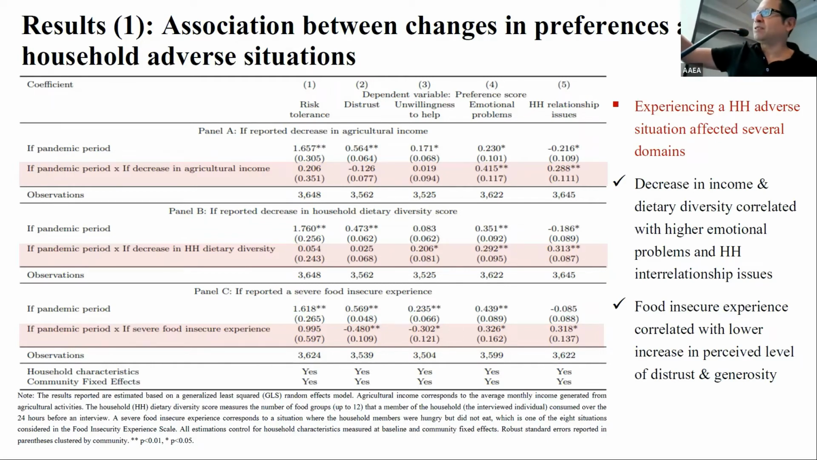Remember, the parameter of interest is the interaction between the dummy variable identifying the pandemic period plus this particular episode that the household suffered. On panel C, besides this positive correlation with more emotional problems and household relationship issues, we also tend to see a lower increase in the perceived level of distrust and generosity. One of the assessments in the paper is that households that reported a severe food insecure experience also reported receiving more aid, either from the government or from private institutions. So that could attenuate the higher increase we observe in general in terms of distrust and generosity. It was attenuated up to some point in households that experienced a severe food insecure experience.